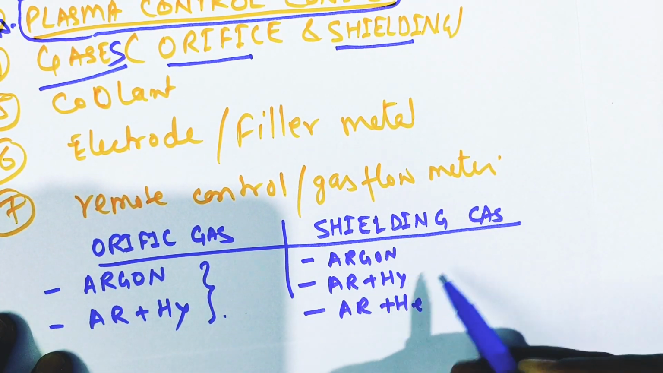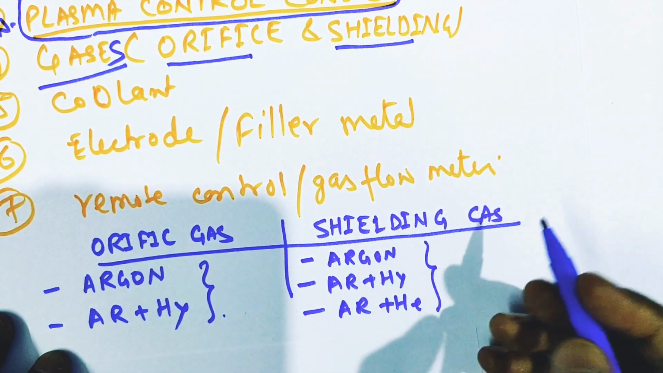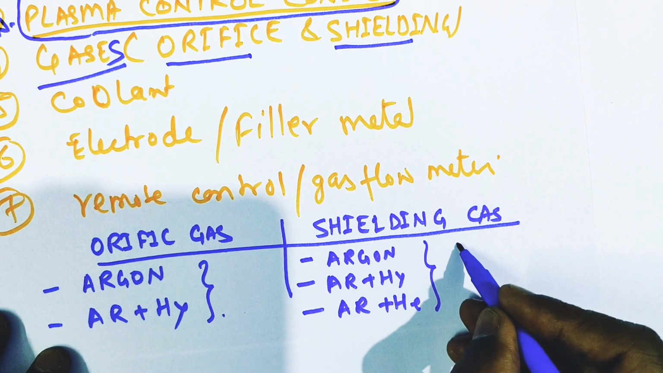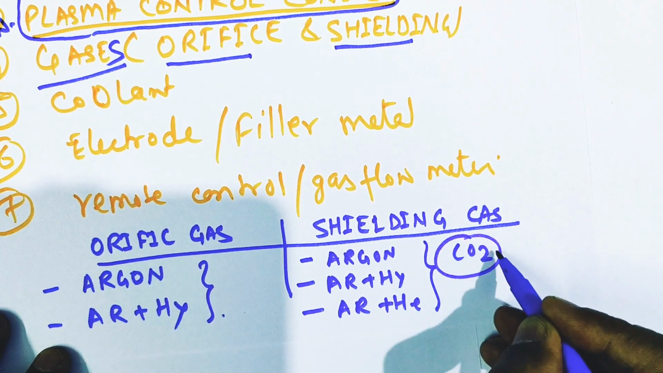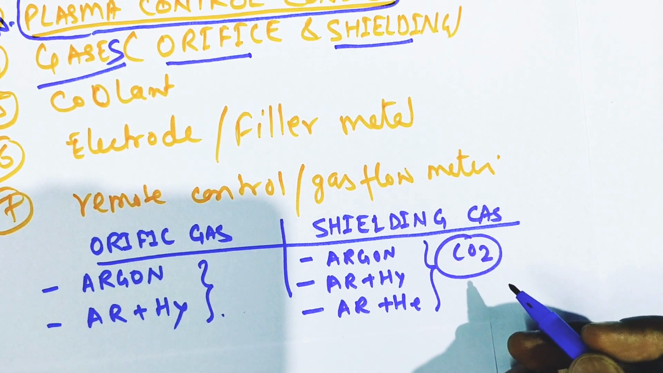So these are the inert gases. And in shielding gases, we can use an active gas also. That active gas is carbon dioxide. So carbon dioxide can also be used as shielding gas in plasma arc welding.